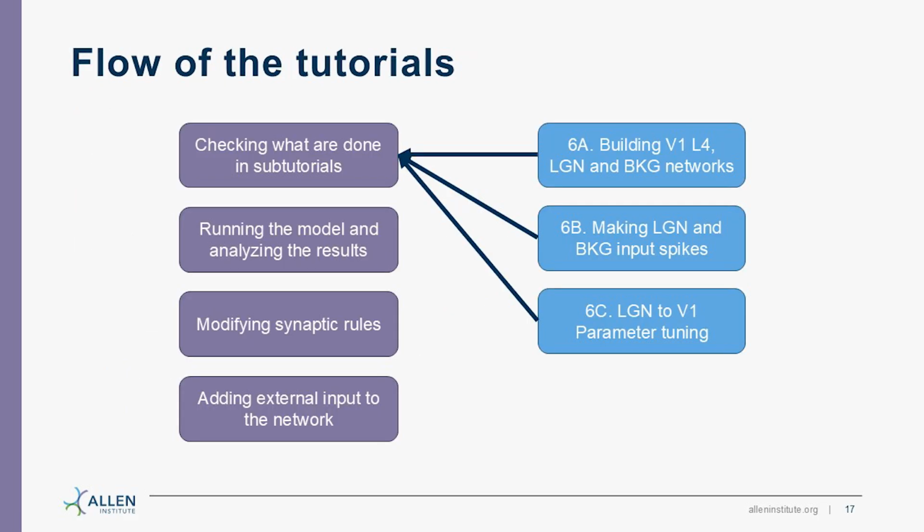This is, if you've looked at it already, a really long tutorial. The way it's formatted is there's one main tutorial, number 6, and the first few sections are linking to 3 mini tutorials over each step of building the model. So one is building the V1 network, or the V1 layer 4 network, the LGN model, and the background input network. The second is making the input spikes, and then the third is connecting everything together and making sure the parameters are reasonable, so you get reasonable behavior.